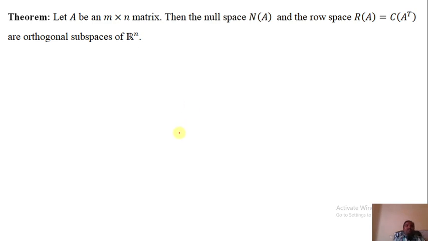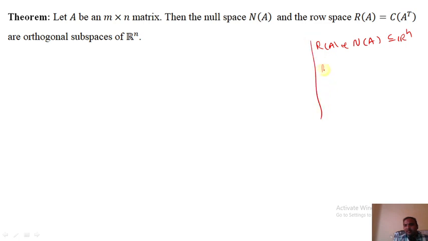Next, already we studied the four fundamental subspaces. Suppose we take A as an m by n matrix. The null space and the row space are orthogonal subspaces. Already we know row space and null space are subspaces of R power n.